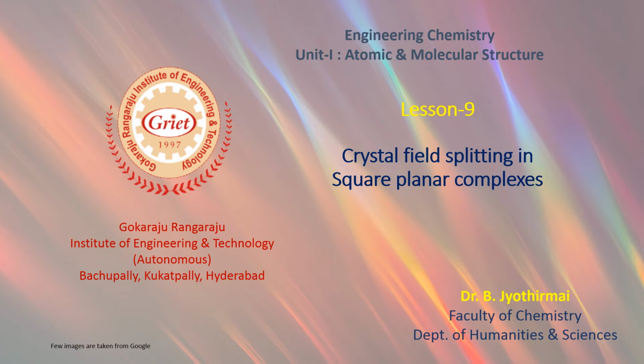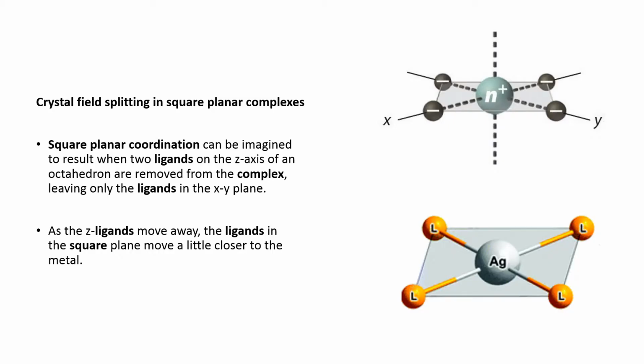Welcome back to our next session on crystal field splitting in square planar complexes. A square planar coordination can be imagined to result when two ligands on the z-axis, often from an octahedron, are removed from the complex, leaving only ligands in the xy plane. As the z ligands move away, the four ligands in the square plane move a little closer to the metal.